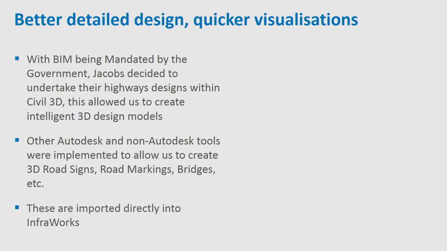So as you've seen, we create 3D road signs, we create 3D road markings, we can create the bridges using Revit. And we can create all those in geolocation and then just import those directly into the model without doing much manipulation other than the signs. So we're not sure whether there's going to be a resolution for that or not.